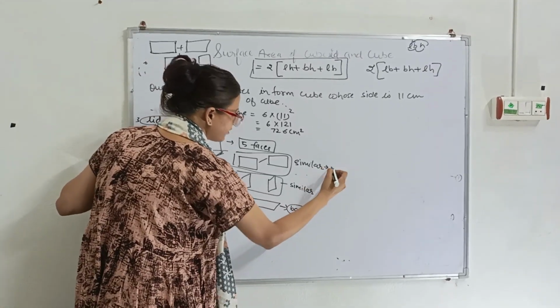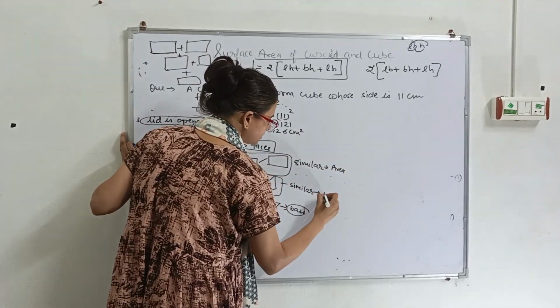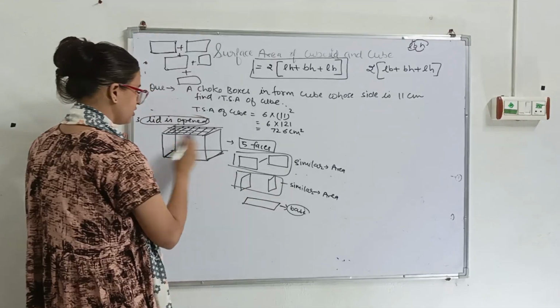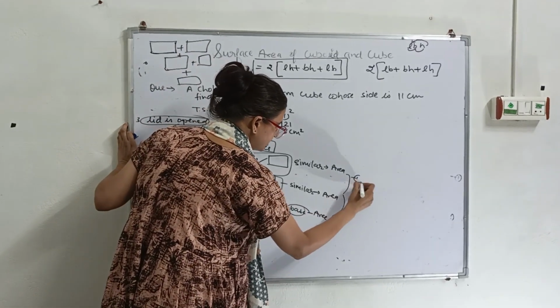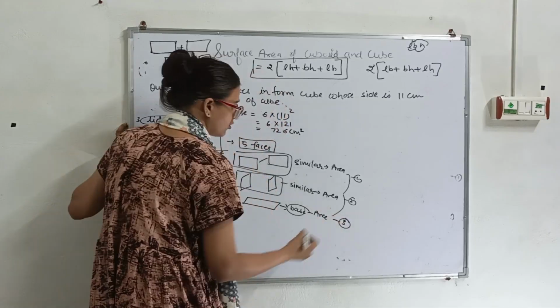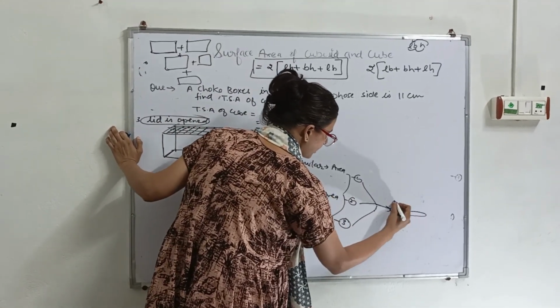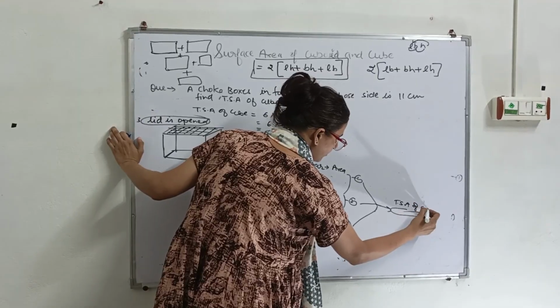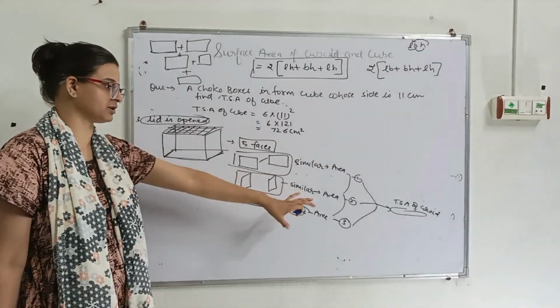So first we will find the area of both of these faces, and we will find the area of this side and this side, and this also. Then after the first, second, and third equations, we will add them, and then we will find the total surface area of the cuboid. So like this we will solve this type of problem.